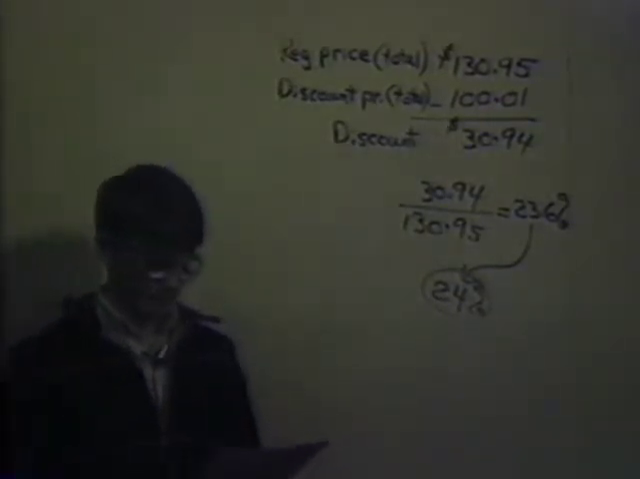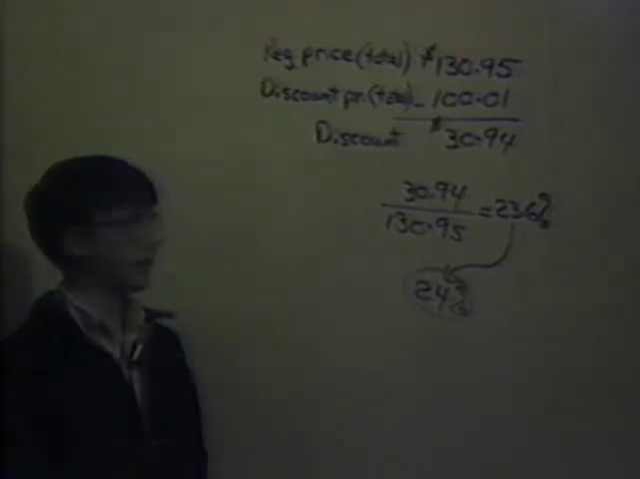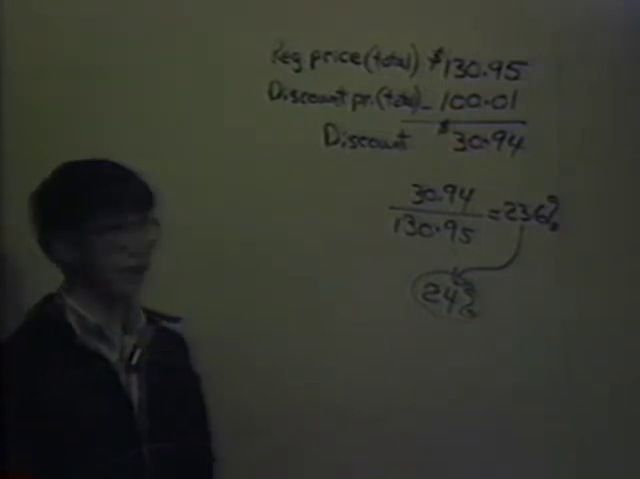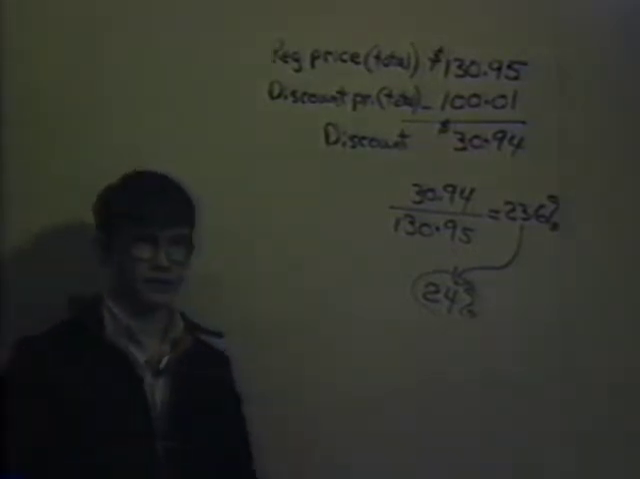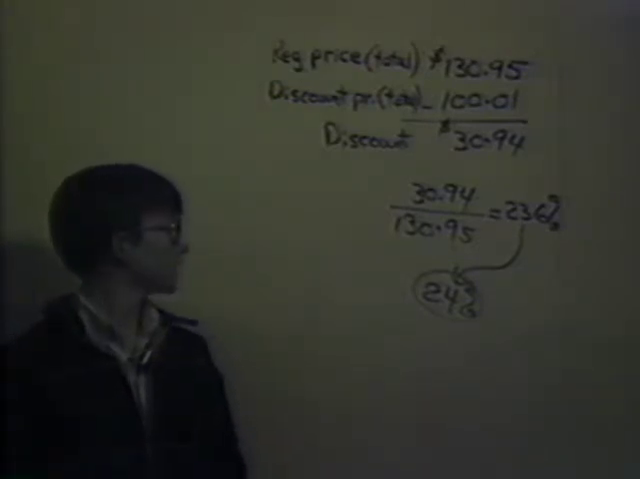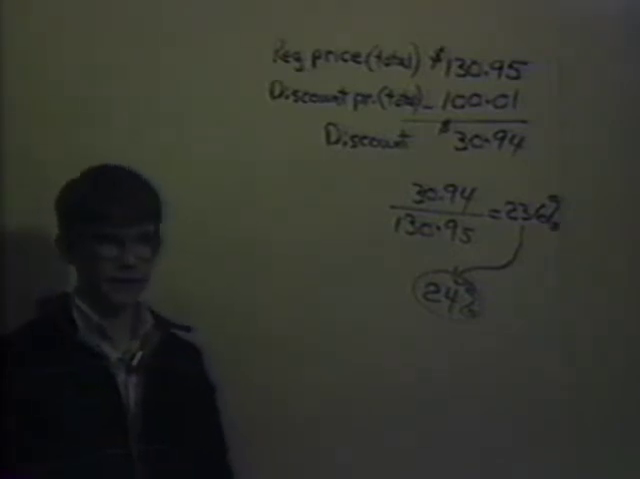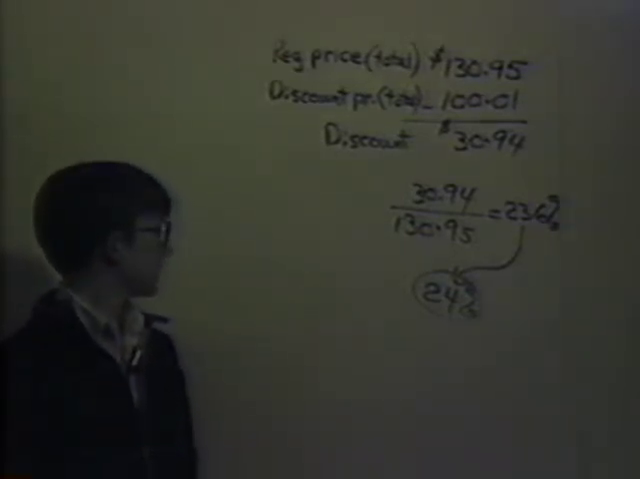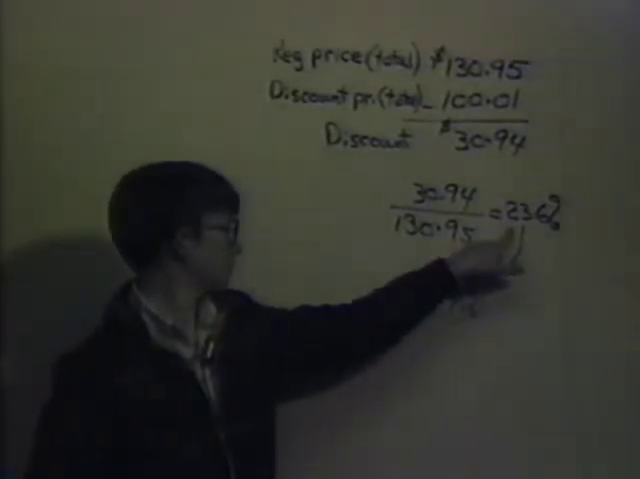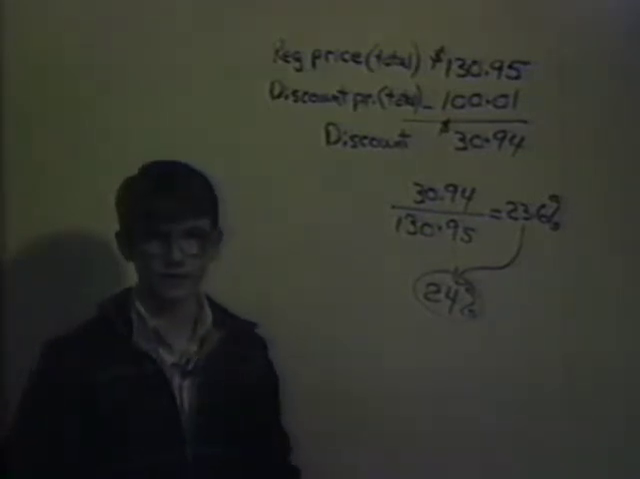First of all, they took the regular price, the total. That would have been $130.95. And then they took the discount price, and that would have been $100.01. And the total discount was $30.94. And you take that and divide it by the total price that it would have been, and it comes out 23.6%, round that to 24%.